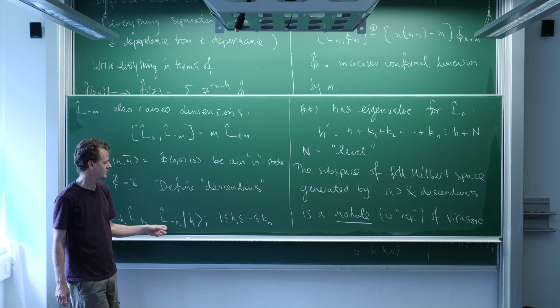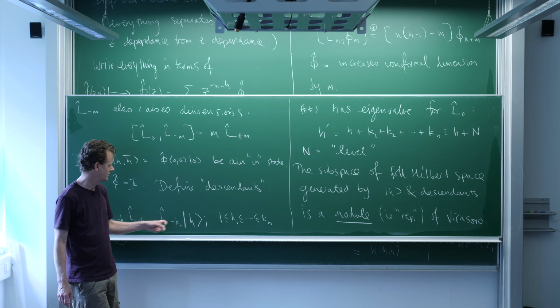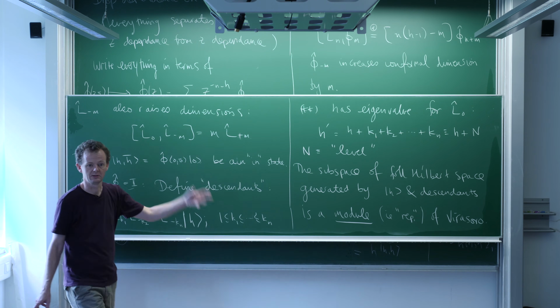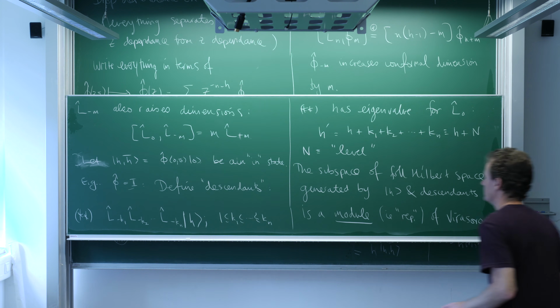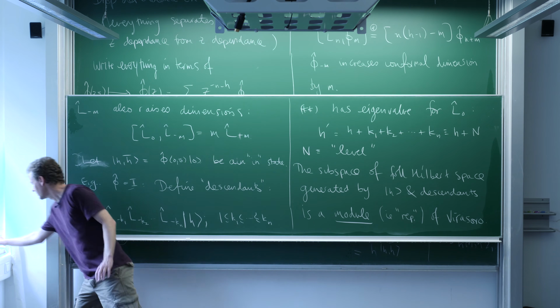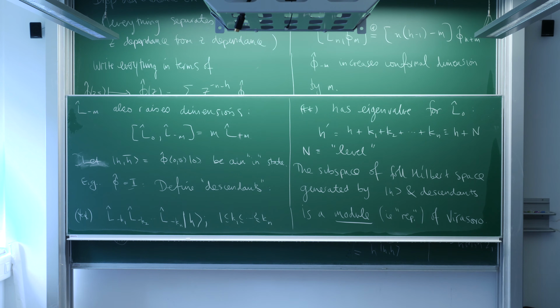But this subspace has a very important property, namely that if you apply any Virasoro generator operator to a vector in the subspace, you stay in that subspace. So it's invariant under the Virasoro algebra. And such things are called modules. It's just the name in maths that we give to them. You can think of them as representations.